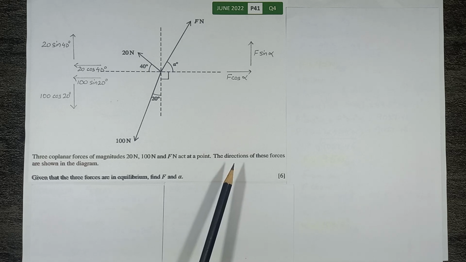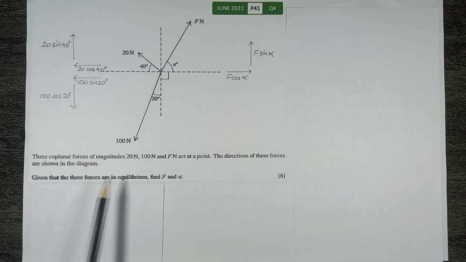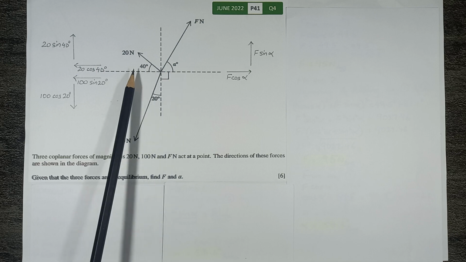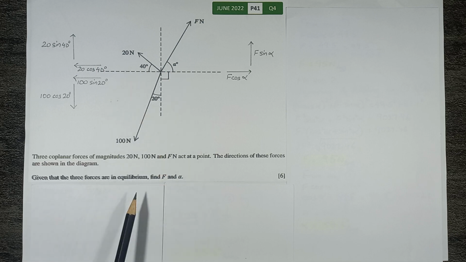The condition that they have given us is that the directions of these forces are given. Yes, we can see the direction alpha, 40 degree and 20 degree, and the condition that they have given us is that the forces are in equilibrium. That means when the forces are in equilibrium, the opposite forces are equal. And when I say the opposite forces are equal, that means the opposite horizontal forces are equal and the opposite vertical forces are equal, and for that we have to split up the condition into horizontal component and vertical component.